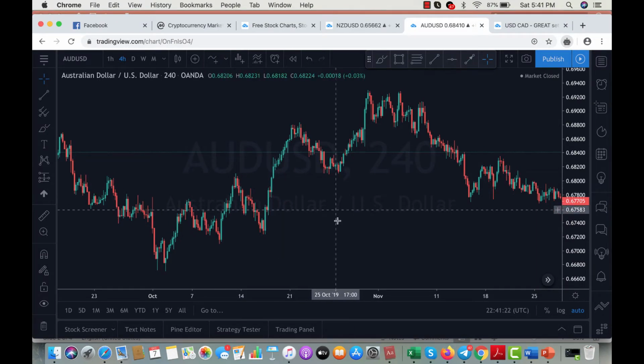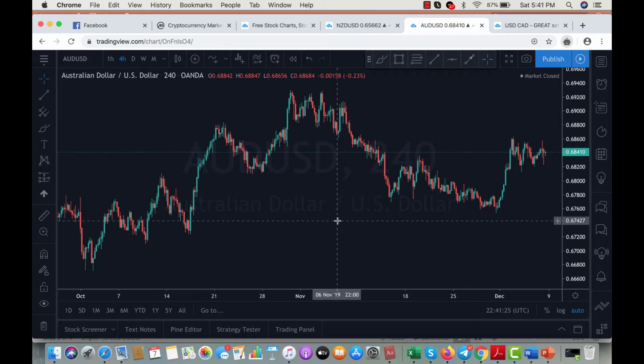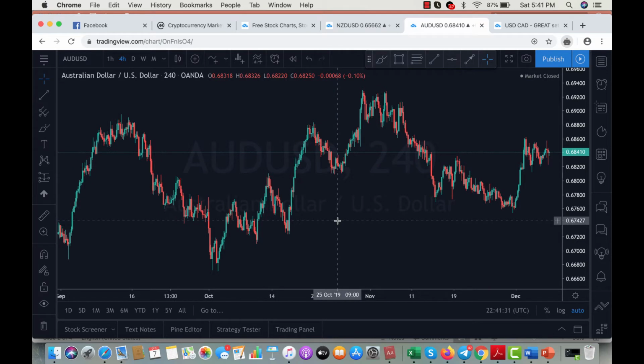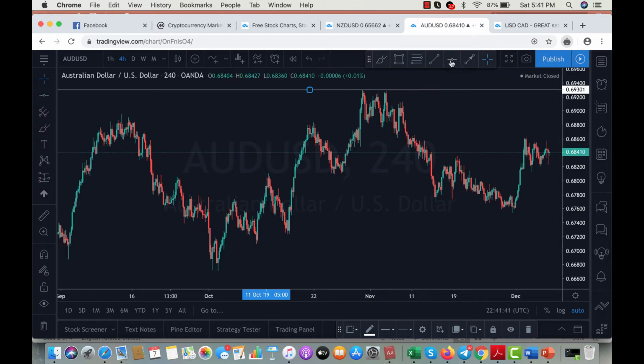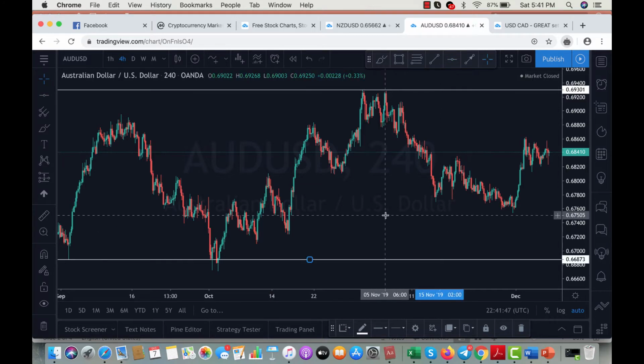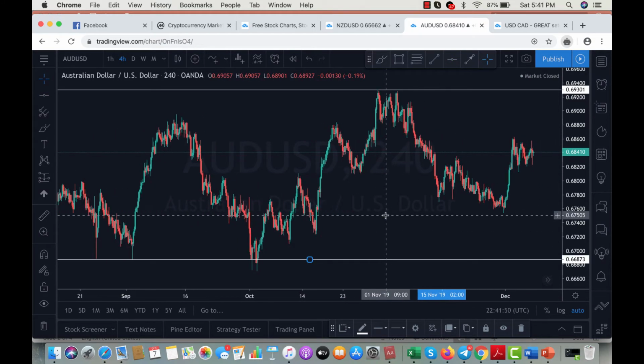what support resistances are. Okay, now I have AUD USD on a 4-hour time frame, and I'm going to draw some lines and I'm going to explain why I consider them as a support or a resistance. Okay, so first things first, let's draw a line over here, and I'm going to draw another one over here. Okay, now this is on a 4-hour time frame. If you guys noticed, I drew these two lines. The first one here is called a resistance. Okay, this is a resistance on top, and this is a support at the bottom.